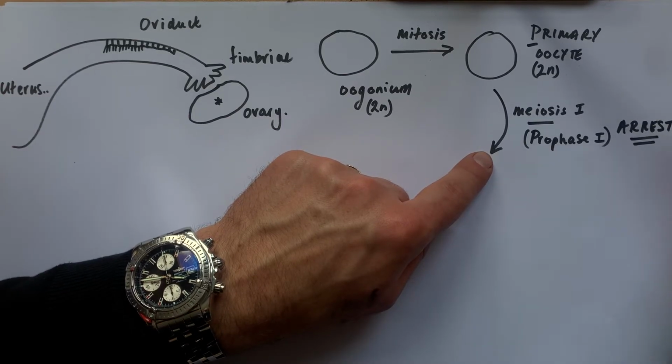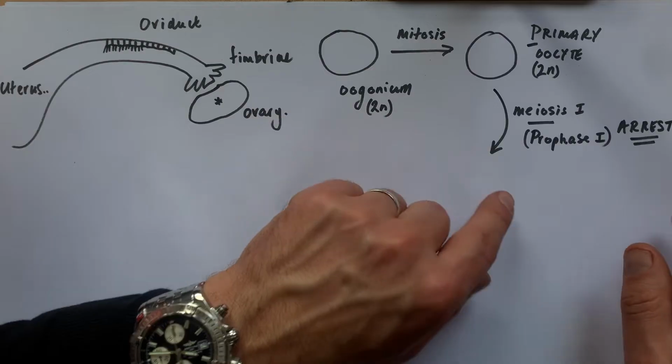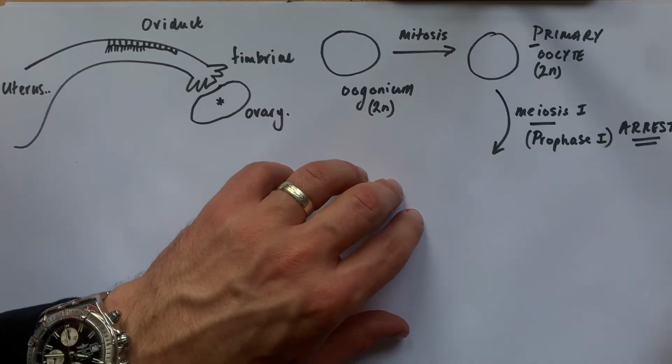So all the primary oocytes will have formed their bivalents. So there's going to be 23 pairs of bivalents inside the cell, and then they stop at this phase, or they arrest at this phase, and they all remain like that until the female gets to puberty and she goes through the first menstrual cycle.